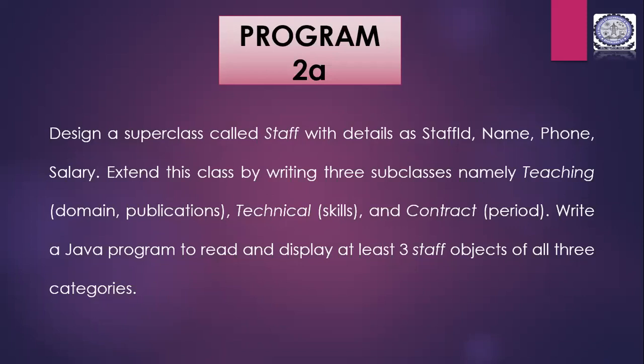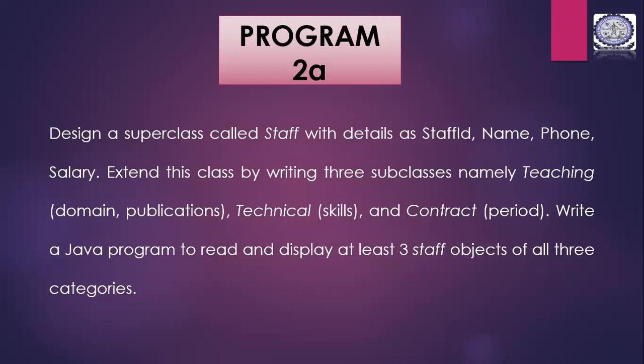Okay, so here they've asked us to design a super class called staff. So the class staff becomes the parent class, and they say that it should contain the details like staff ID, name, phone, and salary. So staff ID, name, phone, and salary become the data variables of the super class staff. Okay. And they mentioned that there have to be three subclasses of the superclass by name, teaching, technical, and contract. So there are three subclasses: teaching, technical, and contract, which belong to the superclass staff.